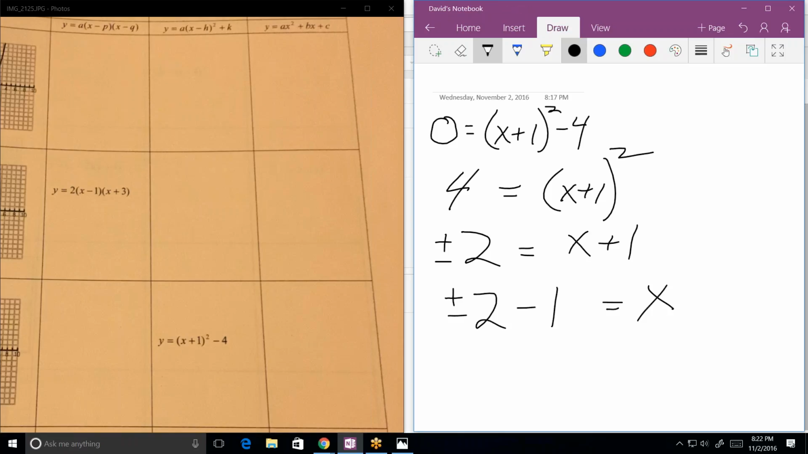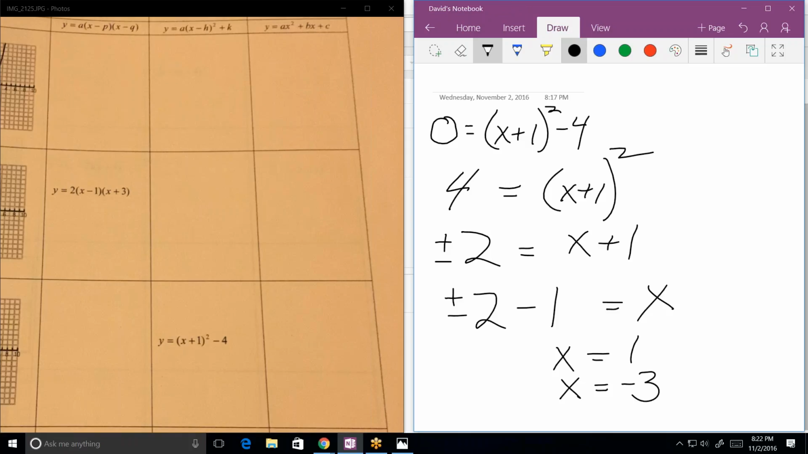You got it. Not 3. You're right with the 1. In other words, when it's plus 2, we have 2 minus 1, which is 1. But when it's minus 2, we have minus 2 minus 1, which is minus 3. So x is either equal to 1 or x is equal to minus 3. Those are your x intercepts.